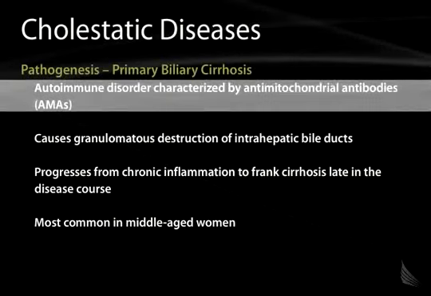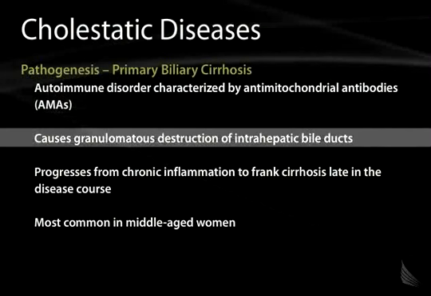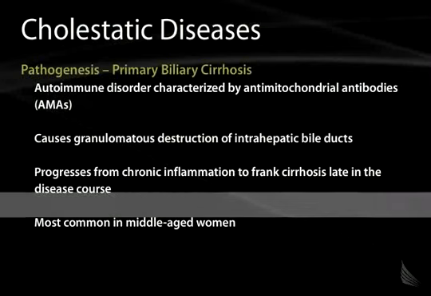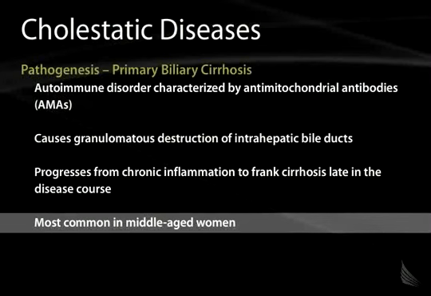Primary biliary cirrhosis is an autoimmune disease characterized by positivity in AMA, that is the anti-mitochondrial antibodies. It usually causes a granulomatous destruction of the intrahepatic bile ducts. It progresses from chronic inflammation to frank cirrhosis in the later disease course. It's most often found in middle-aged women. So again, middle-aged women with a positive AMA, you should highly suspect primary biliary cirrhosis.